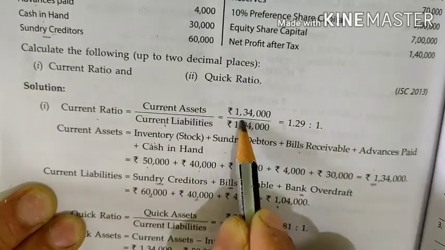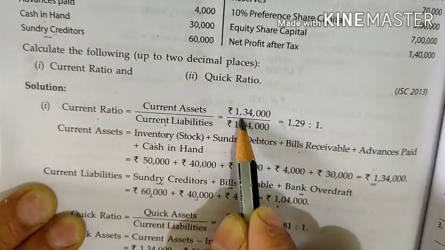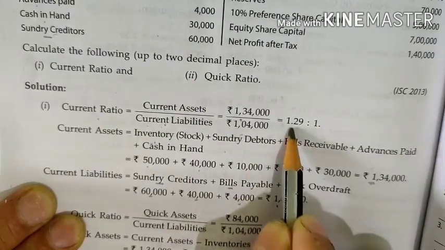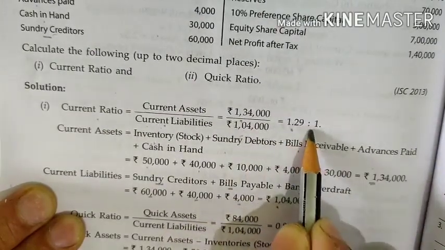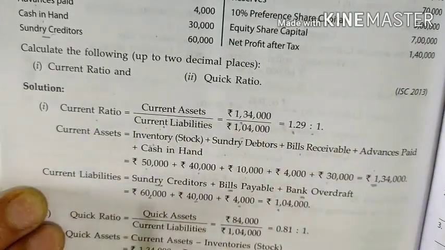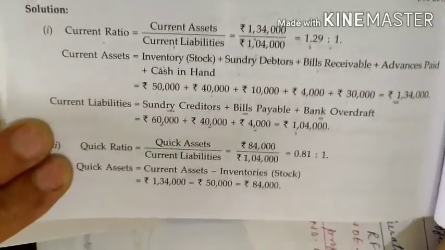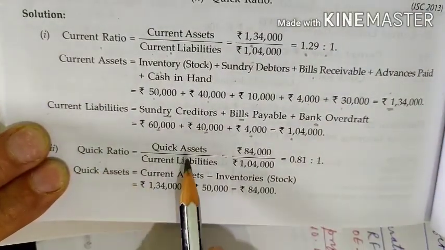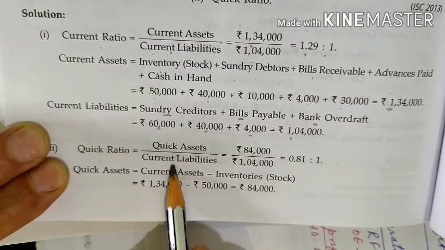So we substitute the value here. So here 1,34,000 divided by 1,04,000 gives you 1.29:1. This is all about the current ratio. Now we come to the quick ratio. Quick ratio, the formula is quick assets by current liabilities.